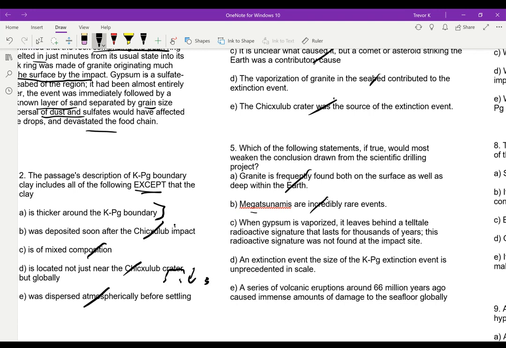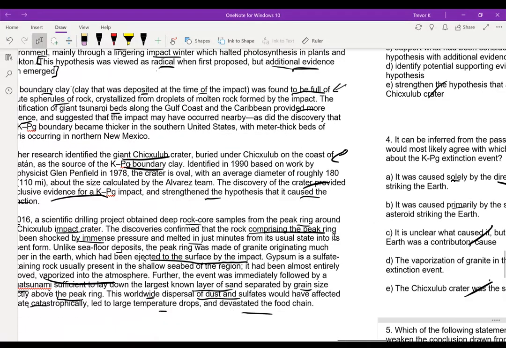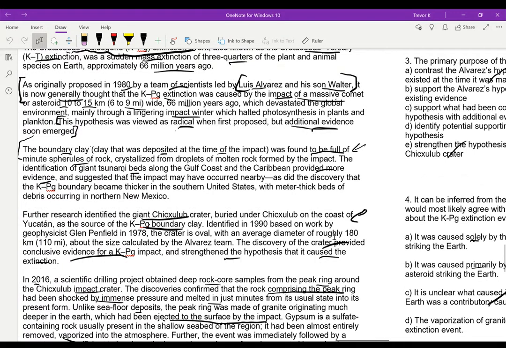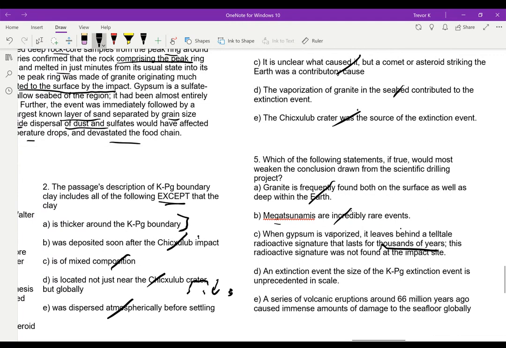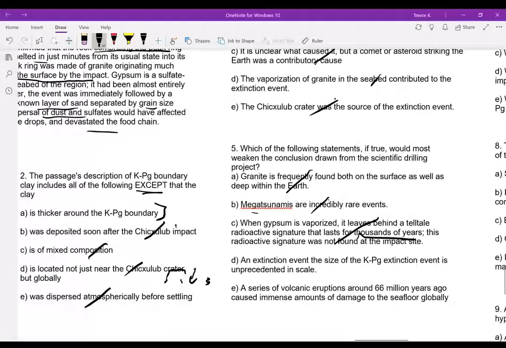When gypsum is vaporized, it leaves behind a telltale radioactive signature that lasts for thousands of years. This radioactive signature was not found at the impact site. So this is tempting, but this is tricky. Thousands of years, right? So if this had happened thousands of years ago, this would definitely weaken it. But when did this happen? Not thousands of years ago, 66 million years ago. So C is not correct. Time period, really important. Classic LSAT trick.